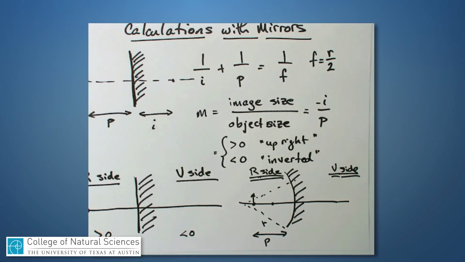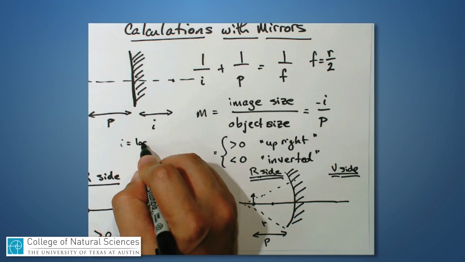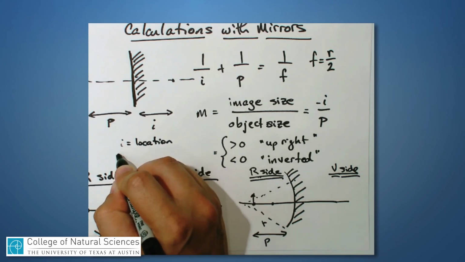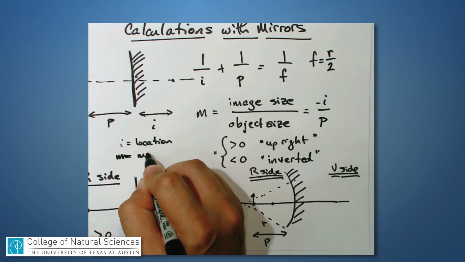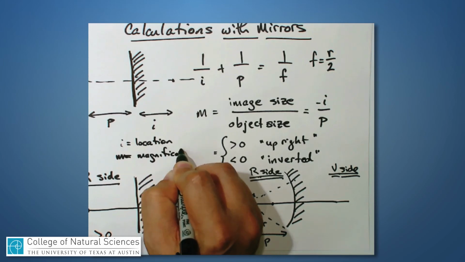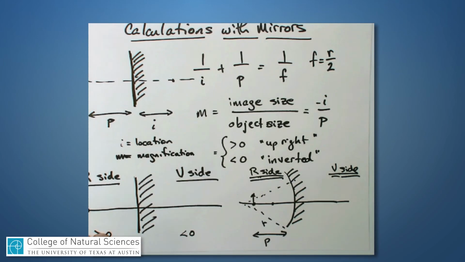And we want to get that piece of information out because remember, the kinds of information we care about for an image are its location and its magnification. And if we have that kind of information with a sign, we learn something, because the sign being negative means that the image is back over here. The sign being positive for i means that the image is over here. Same way with the magnification, the sign means something. If it's positive, it's an upright image. If it's negative, it's an inverted image.